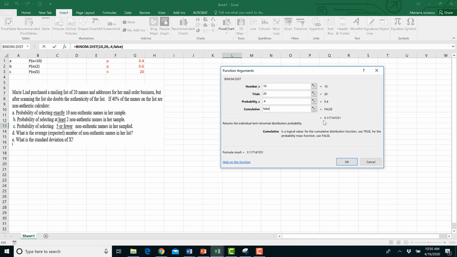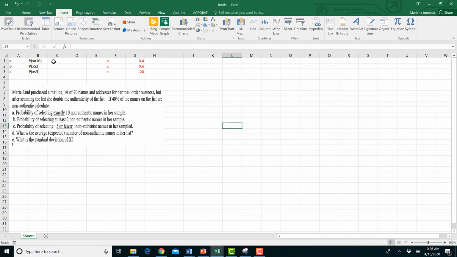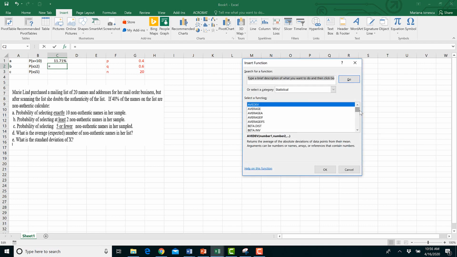And we can see the probability. So probability is 11.71. I'll write it down here. Similar, we go in function, binomial distribution.